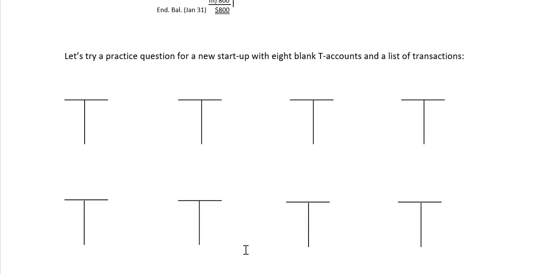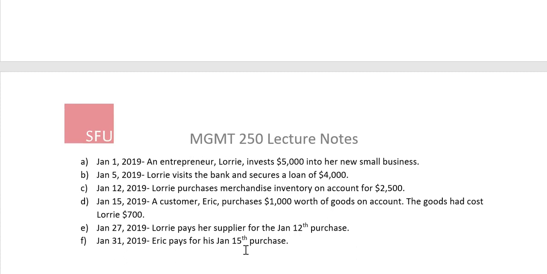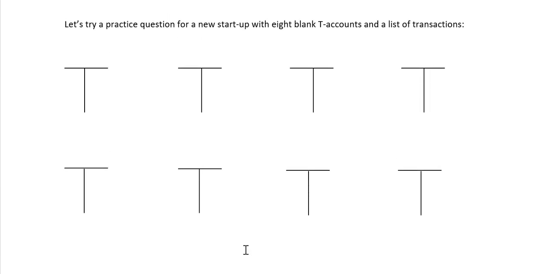So we're going to try a new practice question for a startup with 8 blank T accounts and a list of transactions. And you see them here. So what I want you to do is take a few minutes, read through the transactions, and try filling in these T accounts. You want to set them up with a name. You have the option of writing debit or DR on the left and CR on the right, but you don't necessarily have to do that. That's optional. But give this your best shot, and we will cover this exercise in the following video.